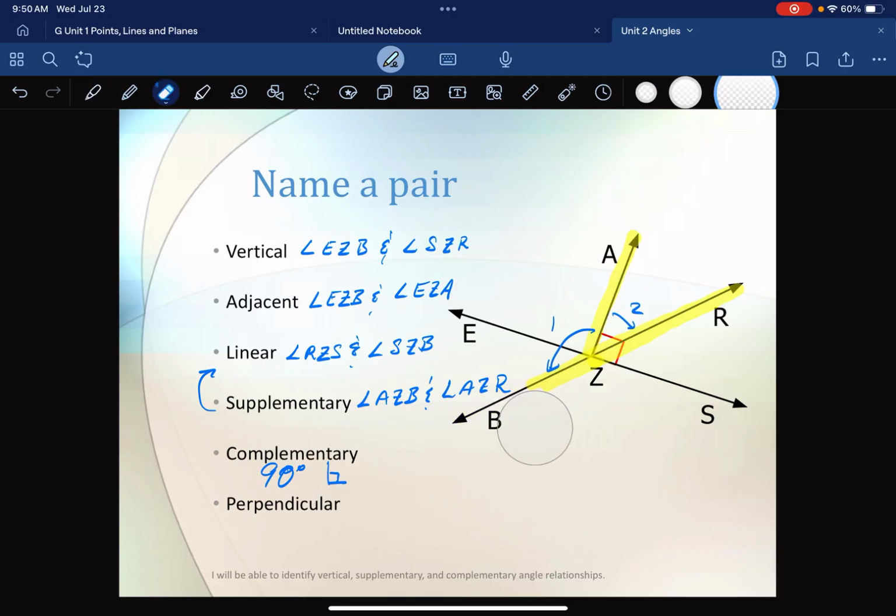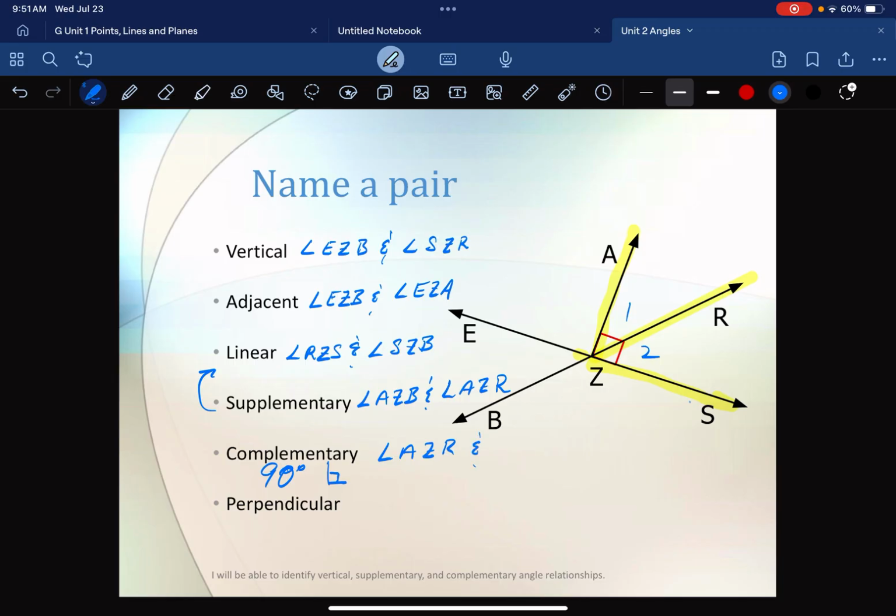So we've got to be careful with that. Here, let's see. So highlight those angles then. Right there, that's the pair, right? That makes that right angle. So the two smaller angles that make the right angle. We've got to name the small ones now. So the upper one, angle 1, is AZ, and you've got to go to R, and then you go back down RZ, and you've got to go towards S.